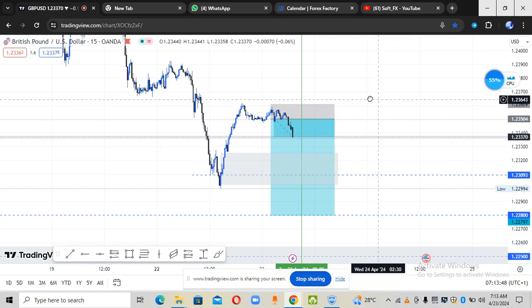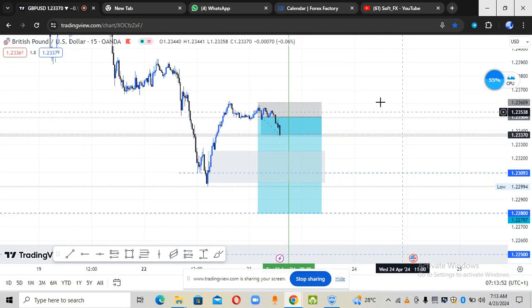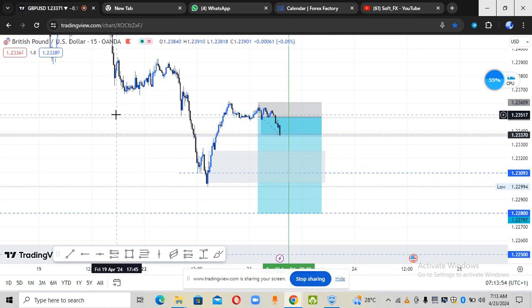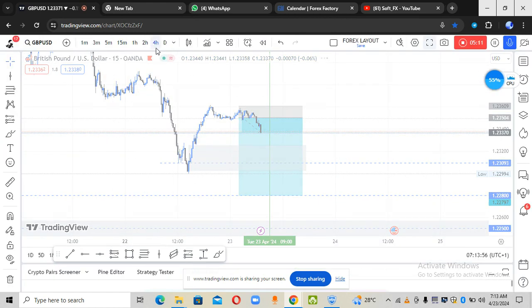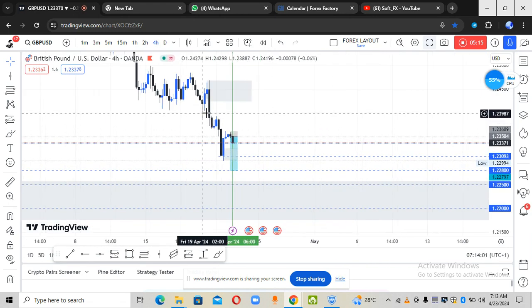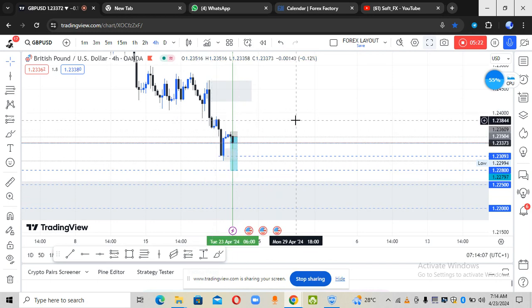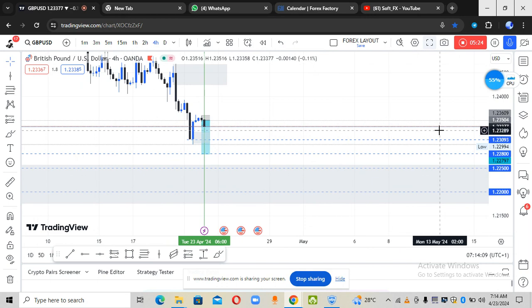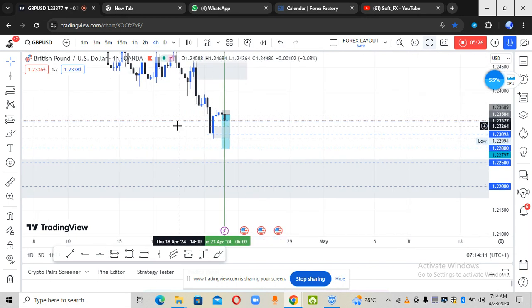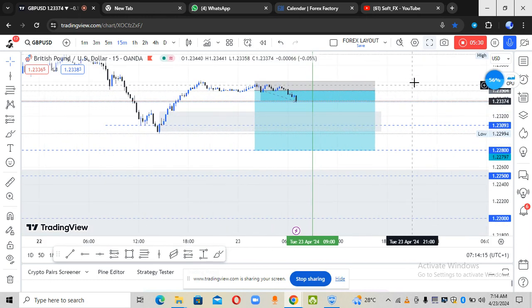Now, one of the reasons why I also think that the market might want to bounce and go upwards is because if we go into a higher time frame, the 4 hour time frame, you will see that there's a little bit of draw on liquidity over here, which might want to push the market up to this level. But that's on the 4 hour time frame, and what we are trading right now is what's happening in the meantime.